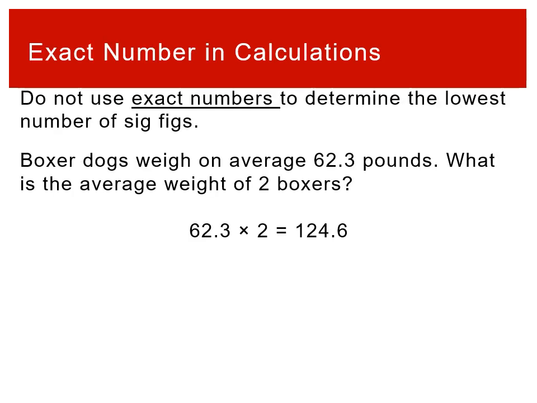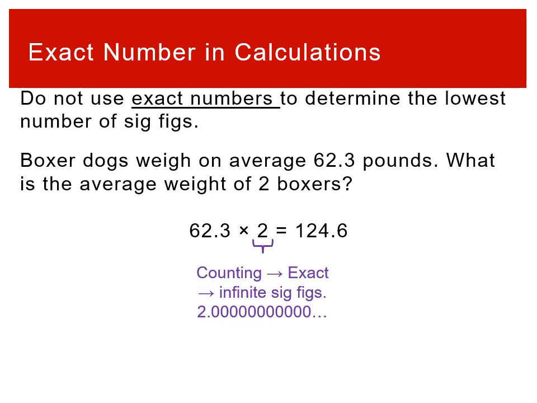Let's look at one more kind of situation. So boxer dogs weigh on average 62.3 pounds. You can tell how overweight my dog is. What is the average weight of 2 boxers? So if you plug that in, 62.3 times 2 gives you 124.6. Okay, so that would be the average weight of 2.